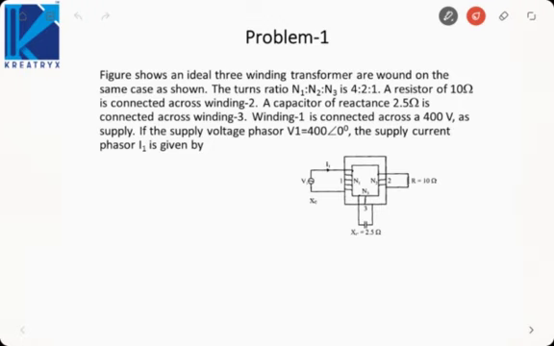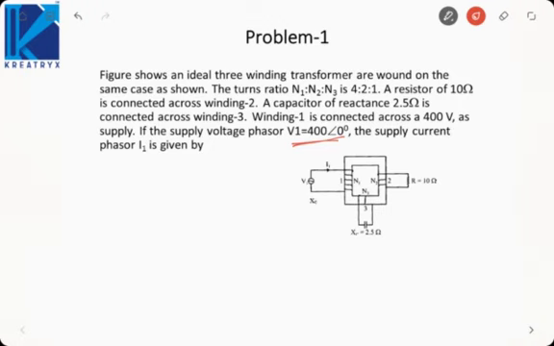The figure shows an ideal 3 winding transformer. The turns ratio N1 is to N2 is to N3 is 4 is to 2 is to 1. A resistance of 10 ohm is connected across winding 2 and a capacitor of reactance 2.5 ohm is connected across winding 3. Now the supply to winding 1 is 400 volt, and the supply voltage phasor is 400 angle 0. We need to find the supply current phasor I1.